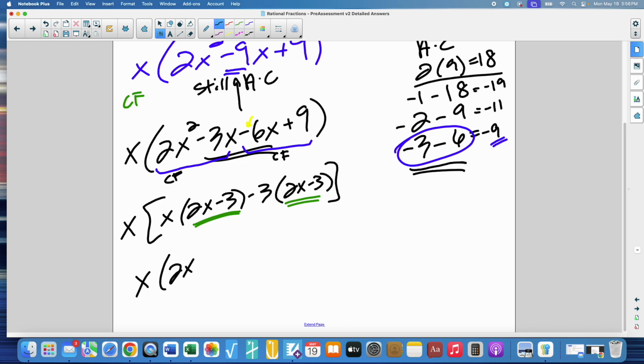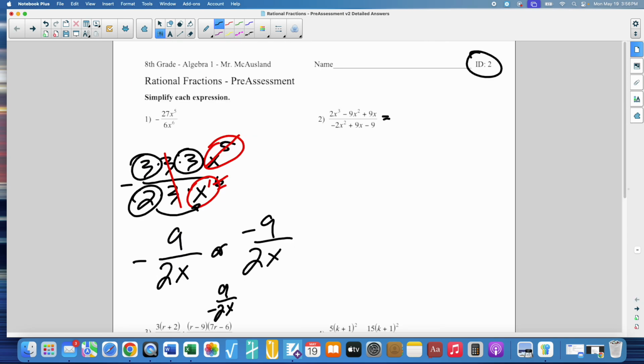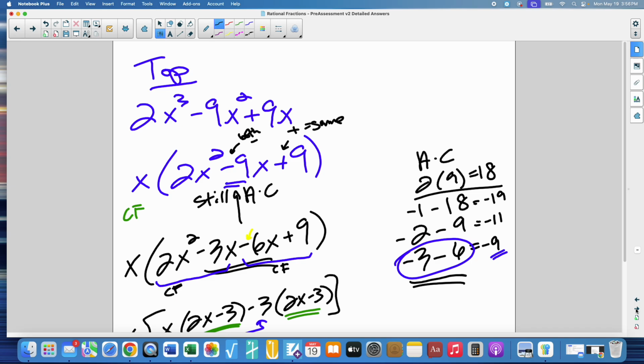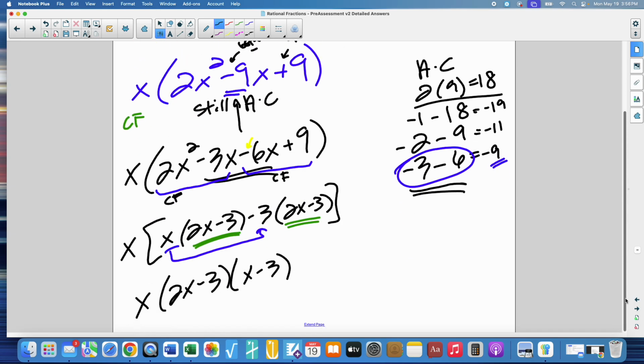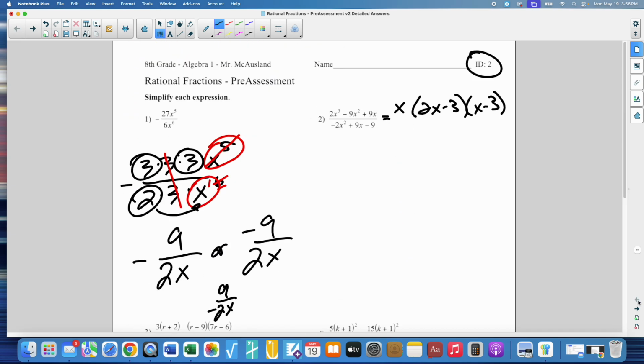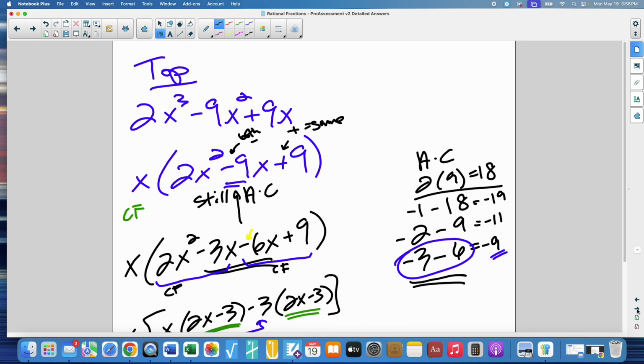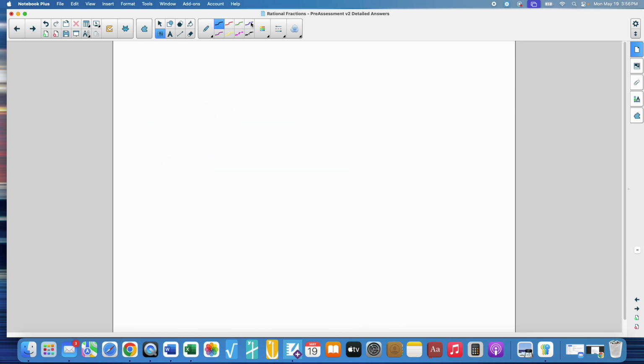Now I have my 2x minus 3 that were in common, and now I have my x minus 3 as my other binomial. So I just factored that to x times the quantity. So this equals x times the quantity 2x minus 3, x minus 3. Pretty sure that's what it ended up being. Let's go check. 2x minus 3, x minus 3. Good. All right. Now let's take the bottom part of that fraction.